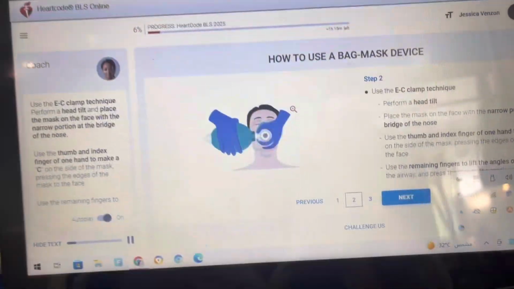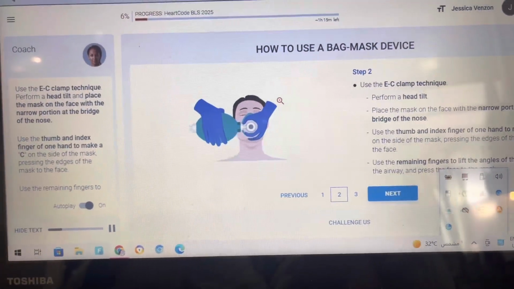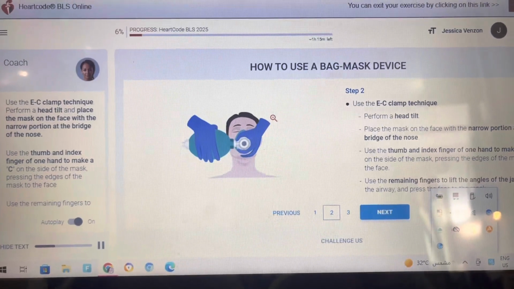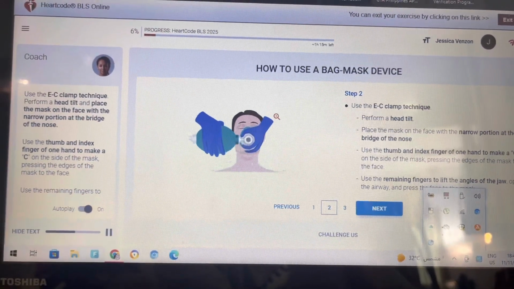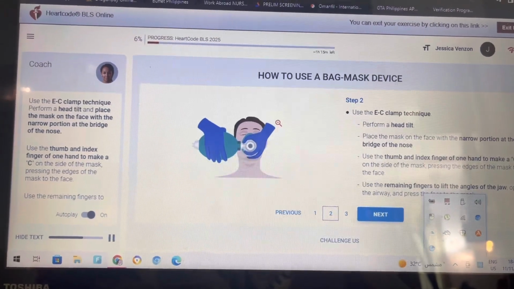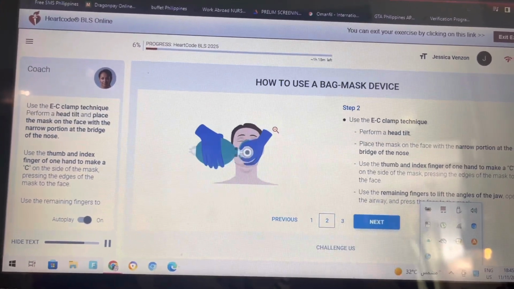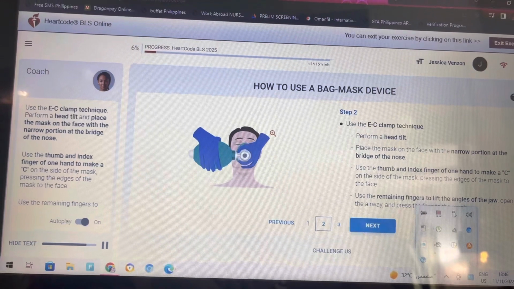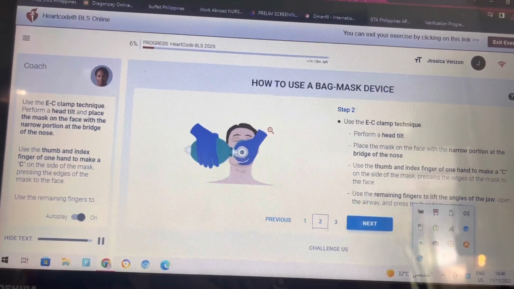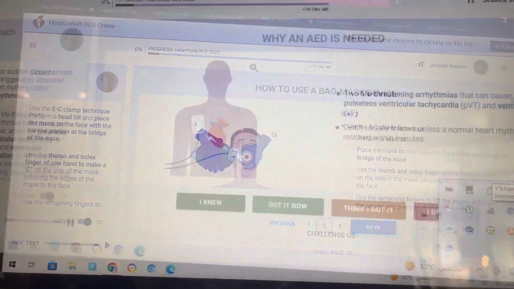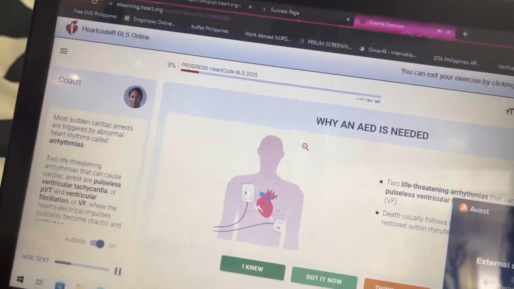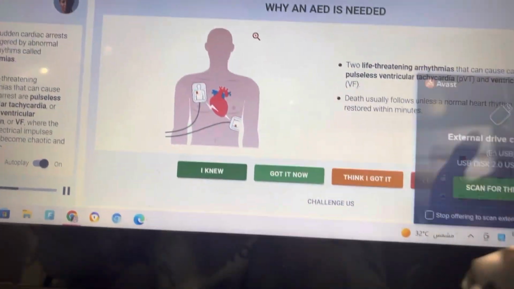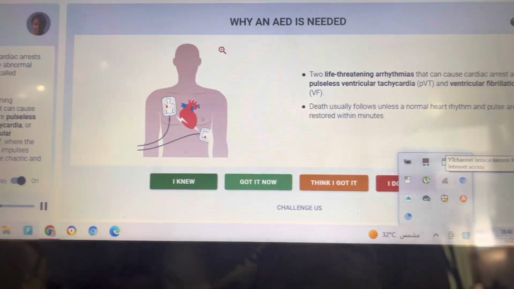Form a head tilt, and place the mask on the face with the narrow portion at the bridge of the nose. Use the thumb and index finger of one hand to make a C on the side of the mask, pressing the edges of the mask to the face. Use the remaining fingers to lift the angles of the jaw, open the airway, and press the face to the mask.